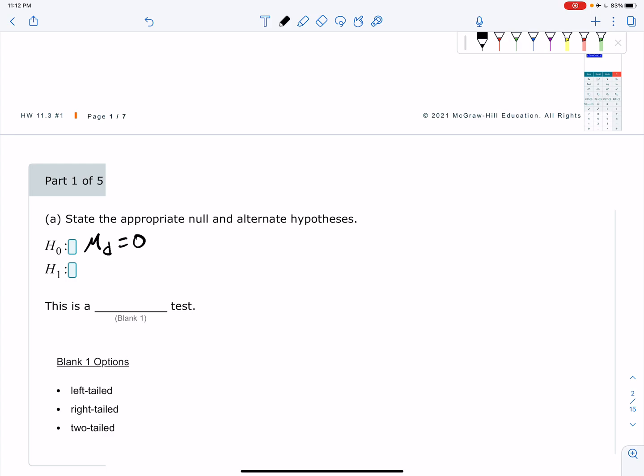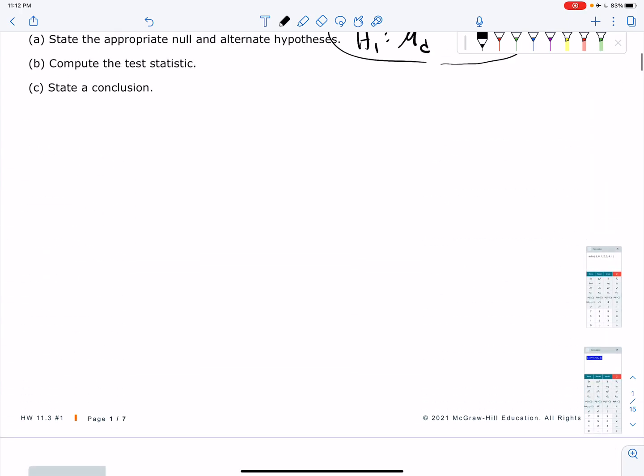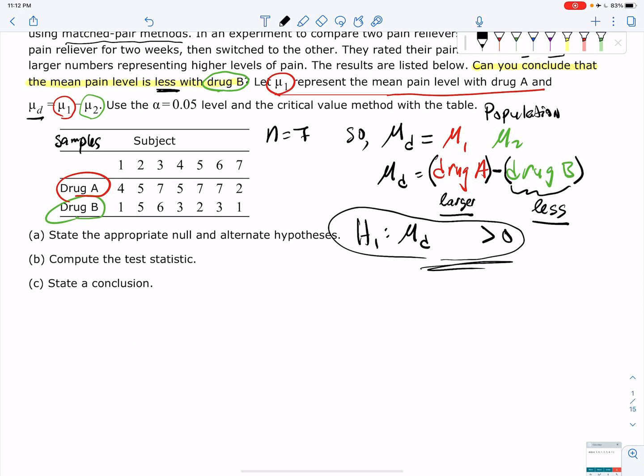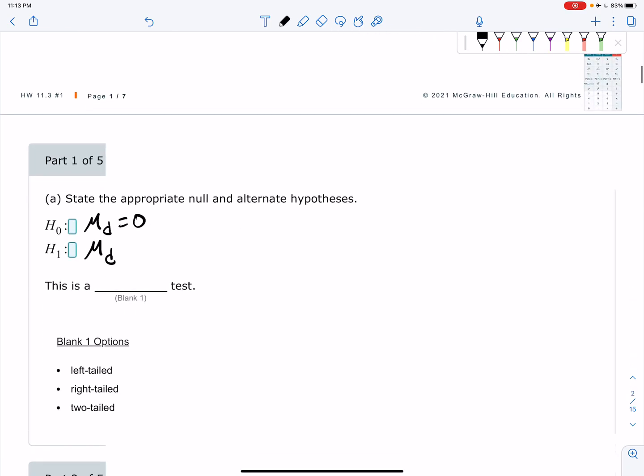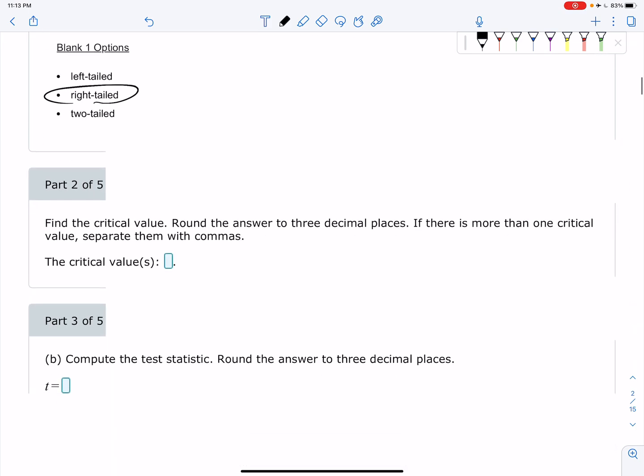The alternate hypothesis says the population mean of the differences, as we worked out here, is greater than 0. Well, if it's greater than 0, what kind of tailed test is this? This is going to be a right-tailed test. Okay. The next thing we need to do is find the critical values. Round your answers to 3 decimal places.